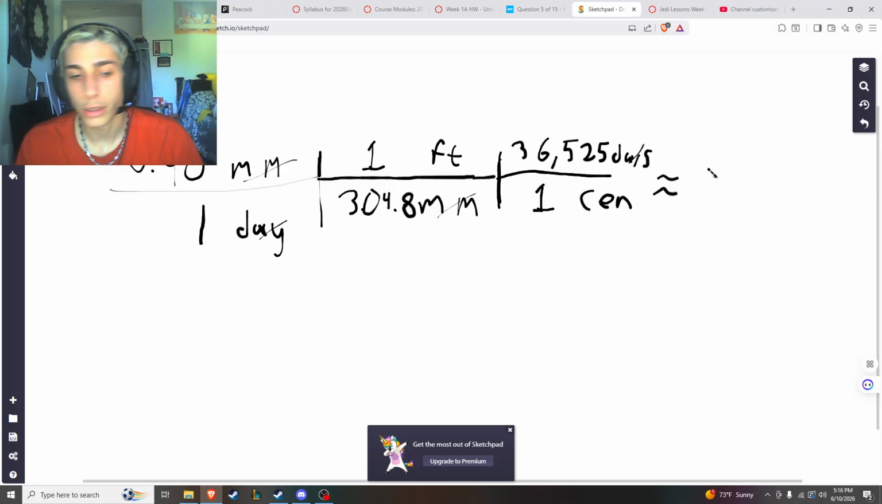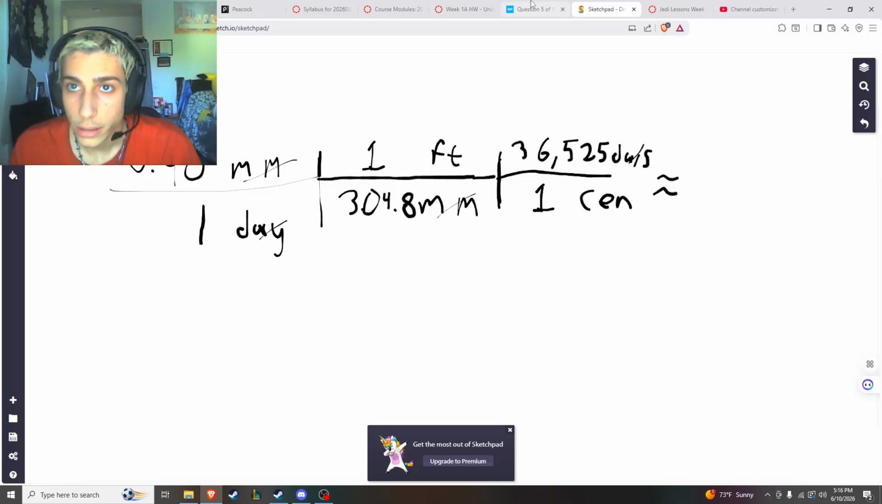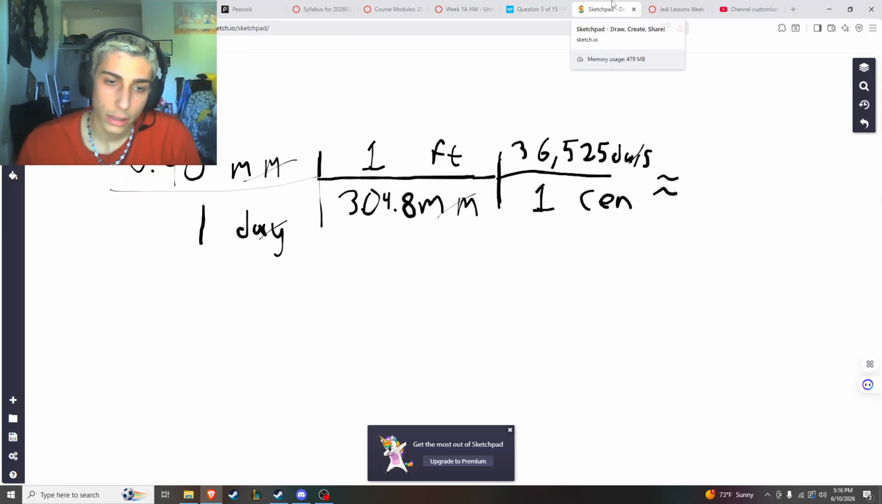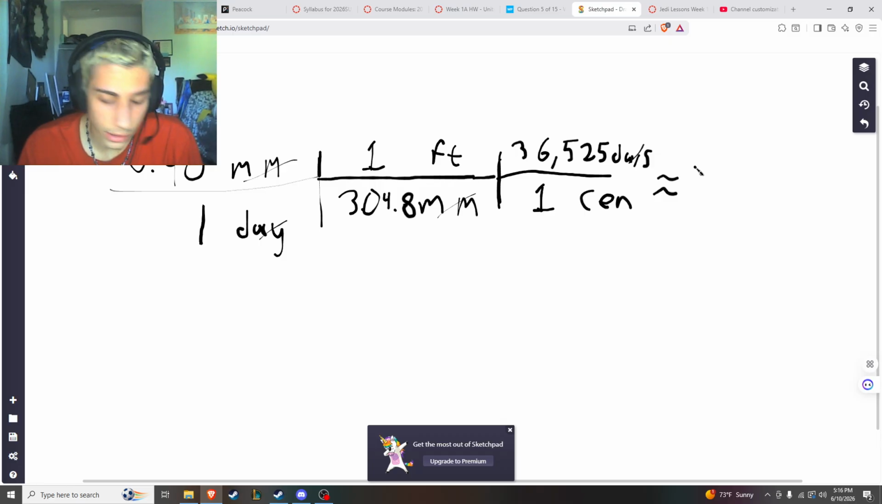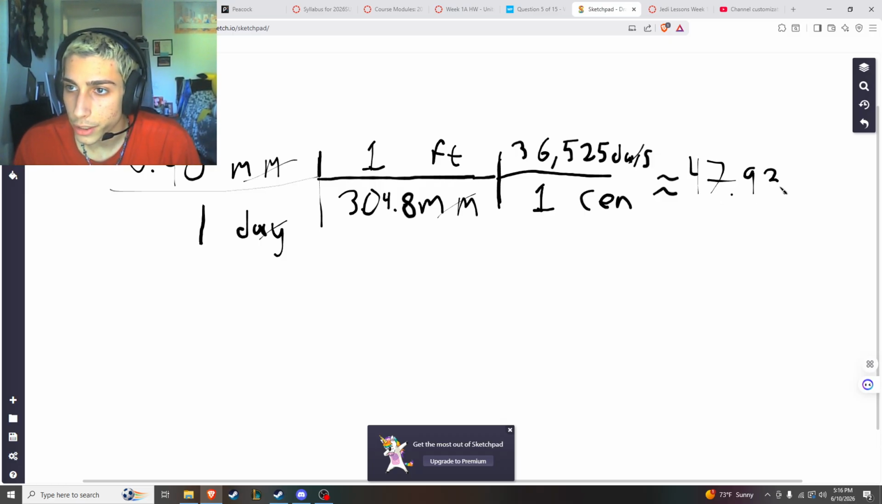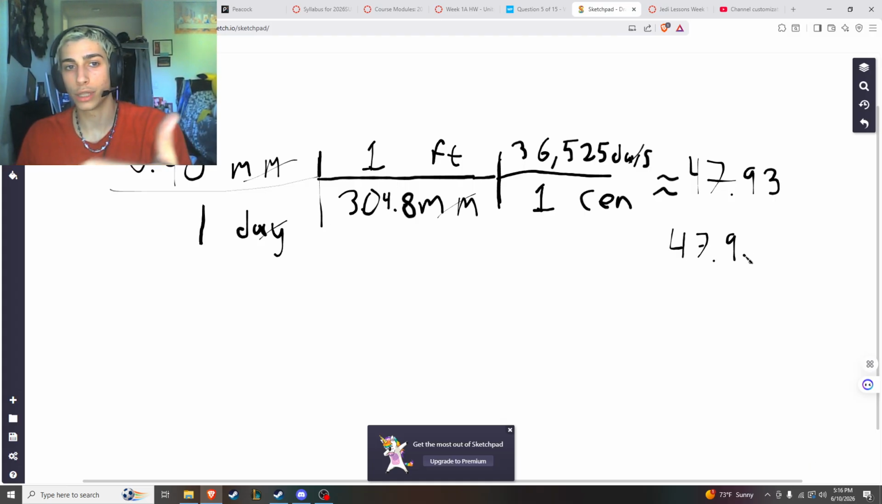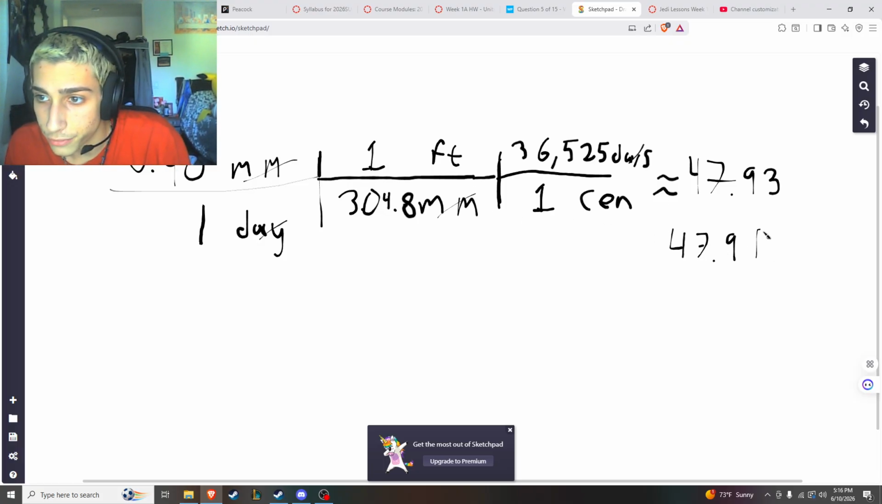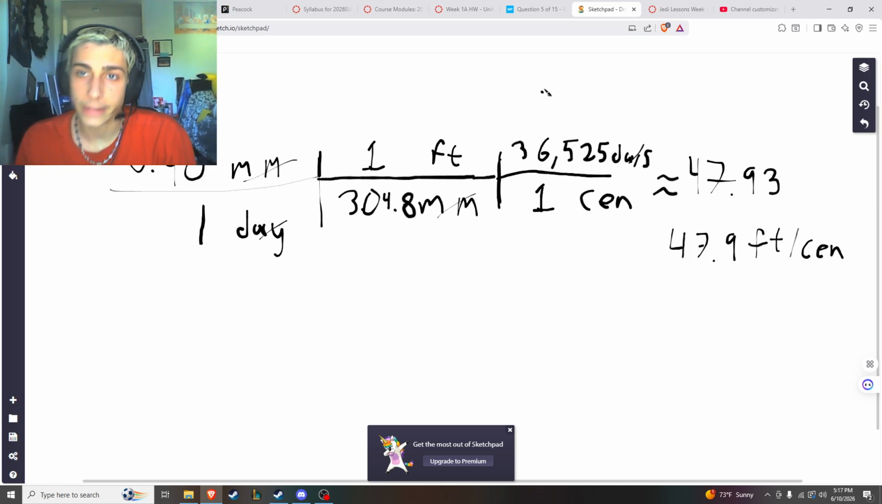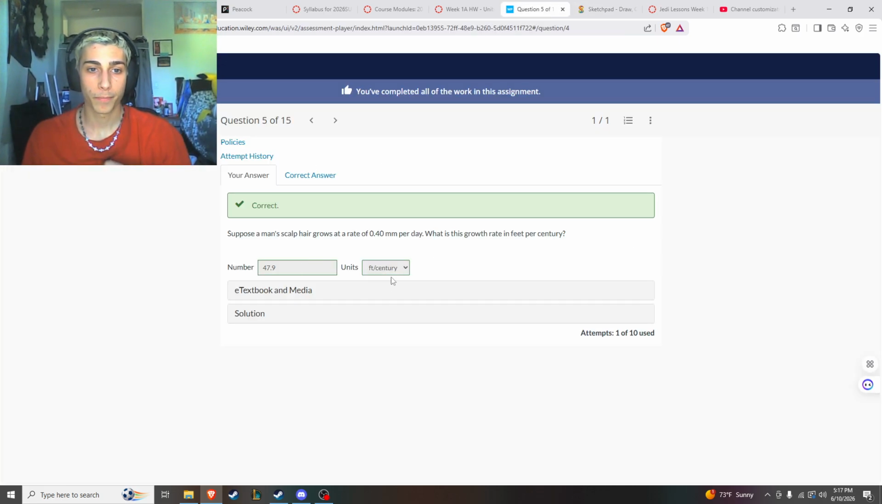And obviously you want to round. I like to round to 3. Does it say to round? It doesn't, but you know, I like to round to the 1 after the decimal spot. So 47.93, which is also 47.9. And then you want to use the obviously the units that you got. So it would be feet per century, and that would be the final answer here that I got.